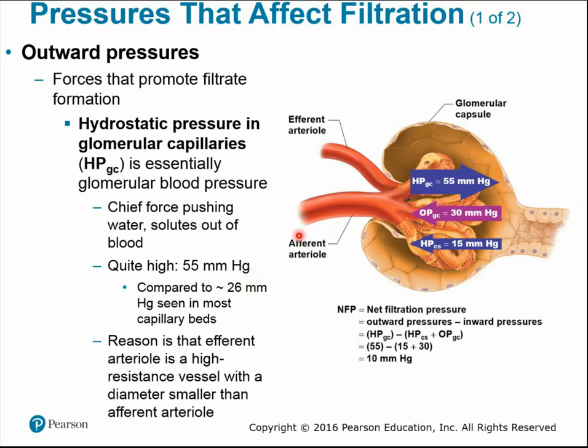Right? And again, the reason that the pressure is so much higher is because the arterioles are different diameters. So our afferent arteriole has a larger diameter, and then the efferent has a smaller diameter. So it's going to slow down and increase the resistance to the flow, right, once it enters into the glomerulus.